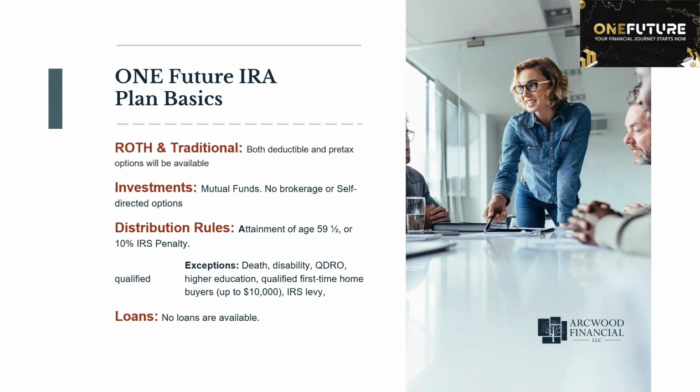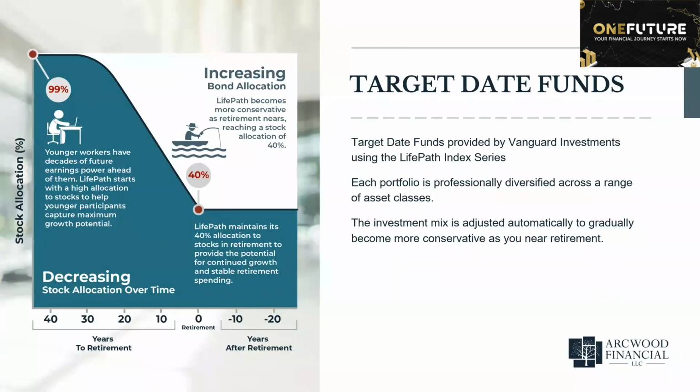Obviously, there are some exceptions, such as divorce decrees, maybe the first-time home buyer purchase, higher education expenses, but generally we do need to think about this being first money that goes to your future self and not money you can just pull right back out in a few years. IRAs do not have loans available like 401ks. Please note that as well.